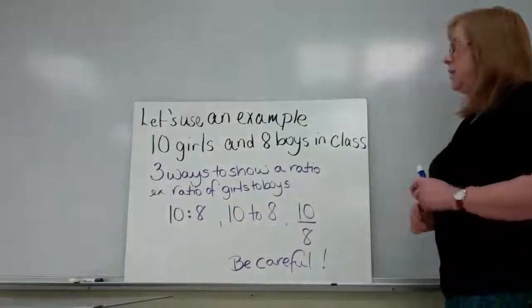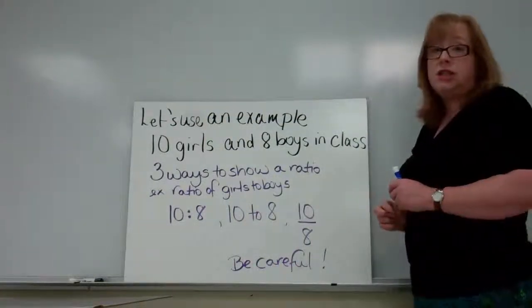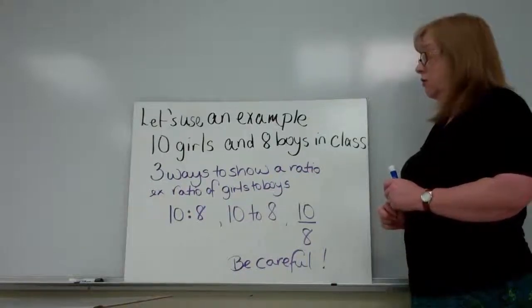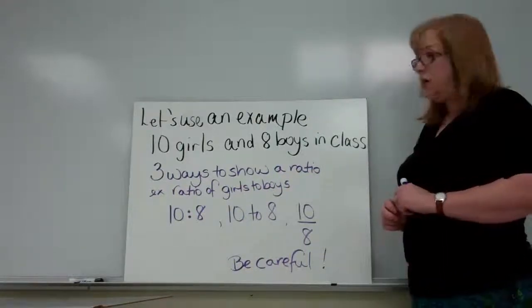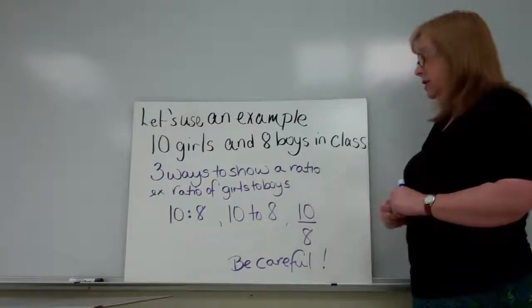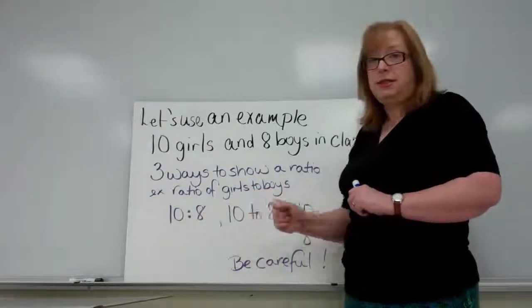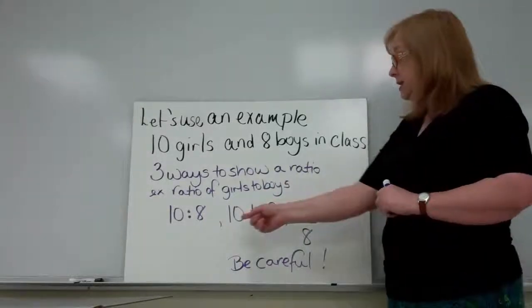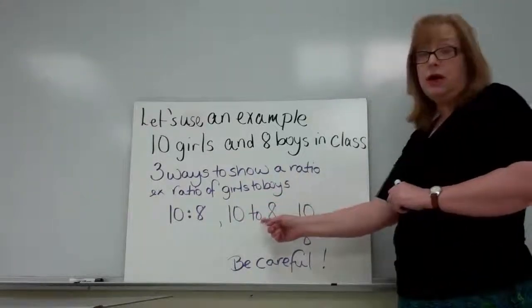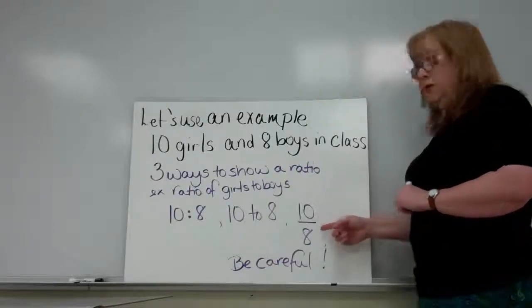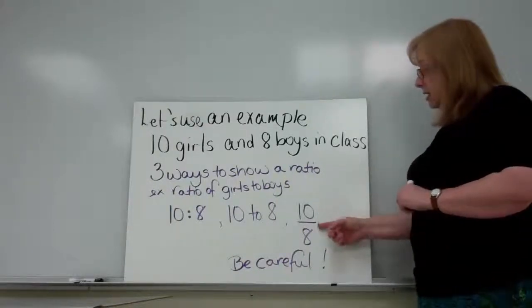Let's use an example. We're going to use 10 girls and 8 boys in a class. And there are 3 ways to show a ratio. For example, the ratio of girls to boys. The first way is to use a colon, 10:8. The second way is 10 to 8 using the word "to." And the last way is to use the division sign, 10 ÷ 8.